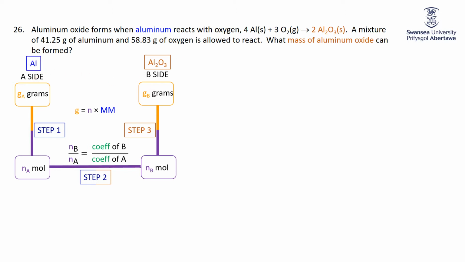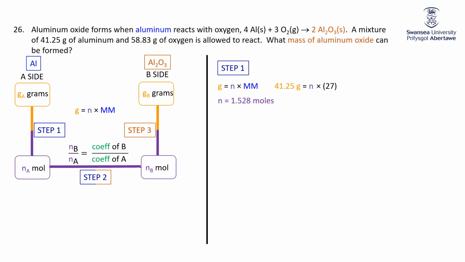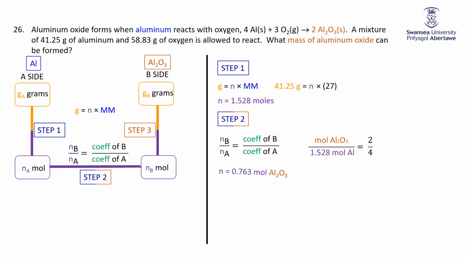Let's start off with the A side being aluminium. Okay, so step 1, grams to moles. I'm just going to whiz through this relatively quickly. Step 2, moles to moles. We've got the equation. The Al2O3 coefficient is 2. The aluminium coefficient is 4. And so pop all that in, so we get 0.763 moles of Al2O3. And then step 3, which we might as well do now, tells us 77.9 grams. So in other words, by just using our standard old process, we have enough aluminium, 41.25 grams, to make 77.9 grams of Al2O3.